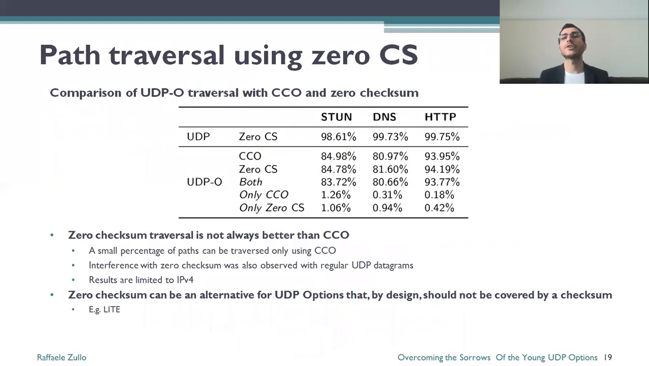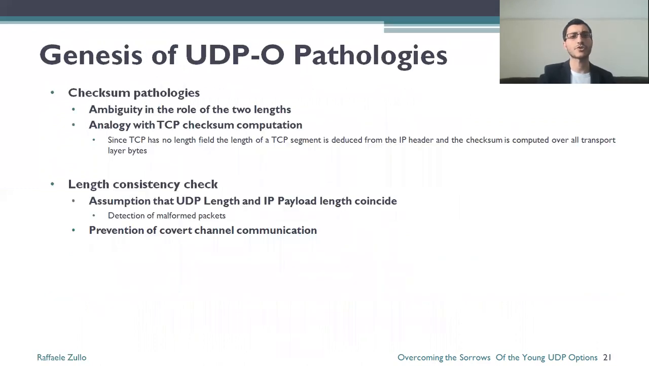We also compared the use of CCO with the use of zero checksum for IPv4 as an alternative, but also for some specific UDP options that by design cannot be covered by a checksum, like lite. And zero checksum is supposed to be always better than CCO, but this doesn't actually happen, because we have detected some interferences specifically with the UDP zero checksum that is also visible on regular UDP datagrams, not only with UDP options.